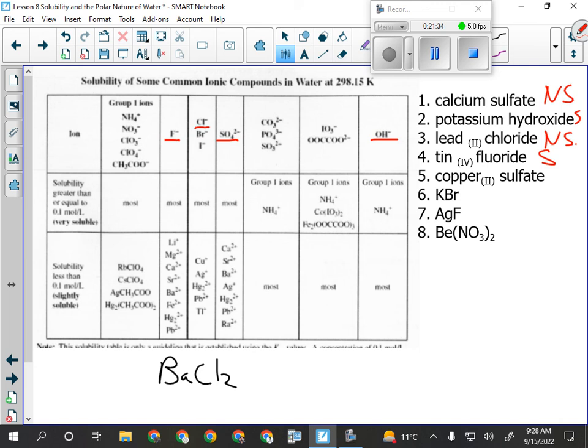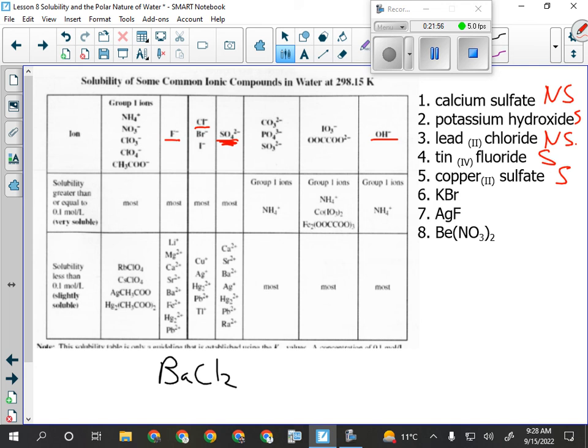Okay, copper 2 sulfate. So sulfates again right here, soluble with most things, but not with calcium, strontium, barium, silver, mercury, lead, or radium. So that's soluble, which hopefully you saw yesterday, as it was one of your unknowns. It should have dissolved in water.